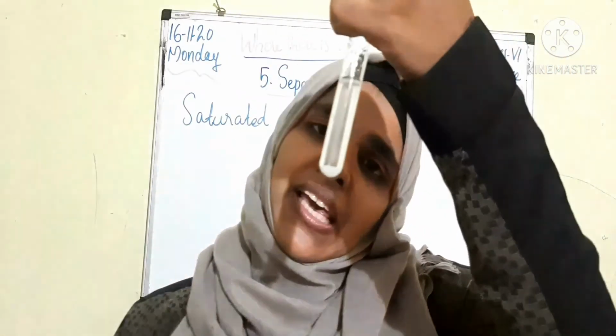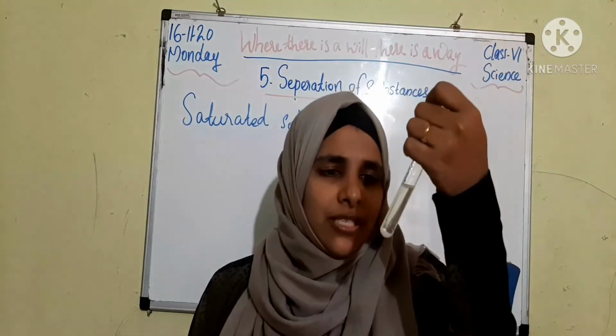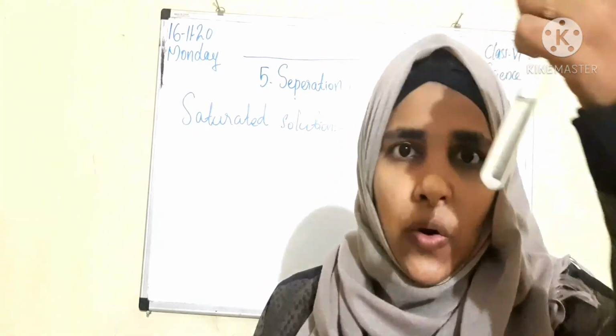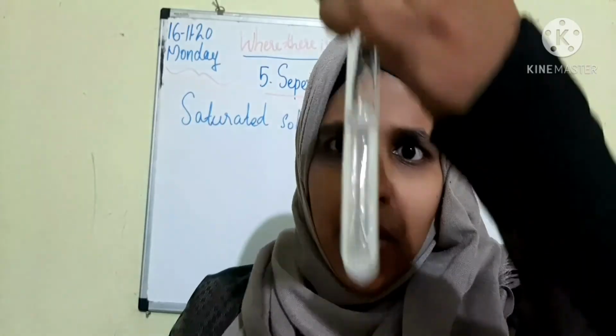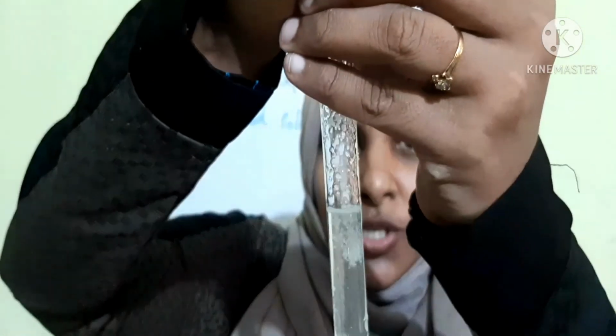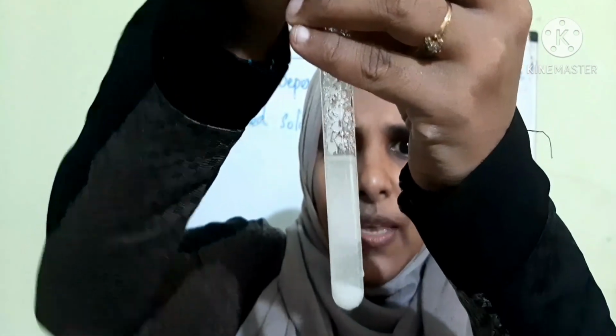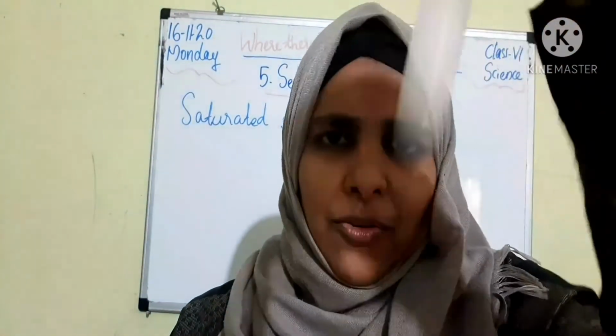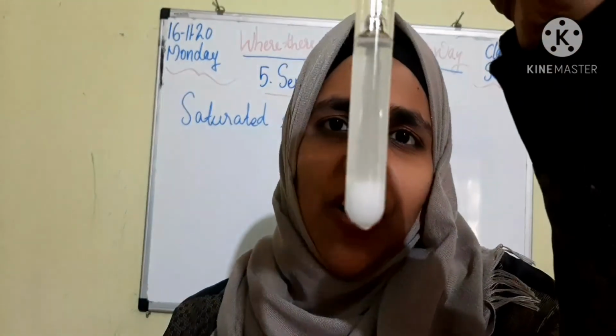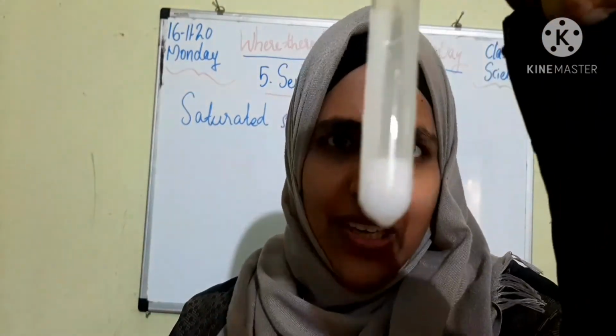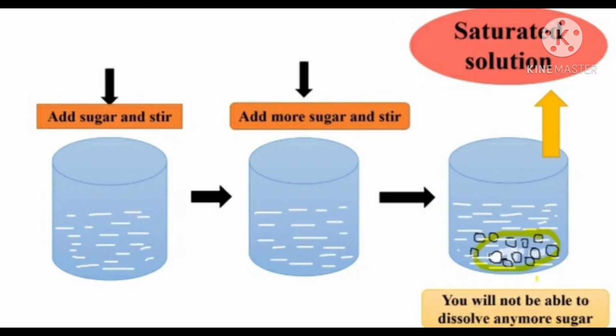What happens when we make tea? A solid substance like sugar dissolves easily in water because of heat. If I put more salt again, what happened? It is not dissolved. It is settled down. This solution we call a saturated solution. Clear to all of you? Look at this picture, children.